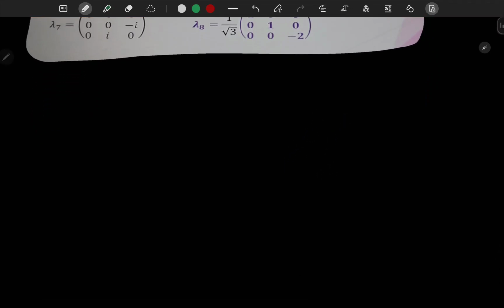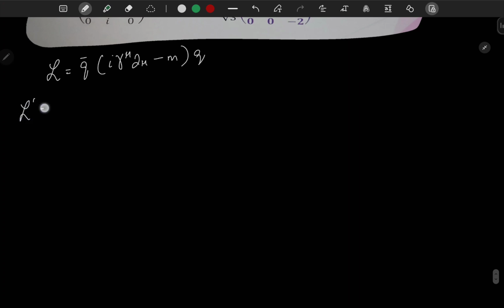Let's move on. Okay, now let's go back to our Lagrangian, and now we are going to check whether this Lagrangian is invariant under global phase transformation, and then we will check for its invariance under local phase transformation. So let's first check whether this Lagrangian is invariant under global phase transformation. Let's see. So let's write the transformed Lagrangian.